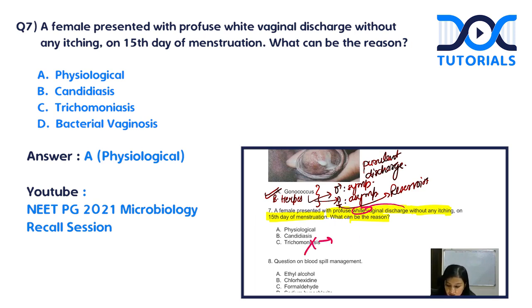Remember the greenish, itchy, frothy vaginal discharge in trichomoniasis, so that is automatically ruled out. D option I could not get.